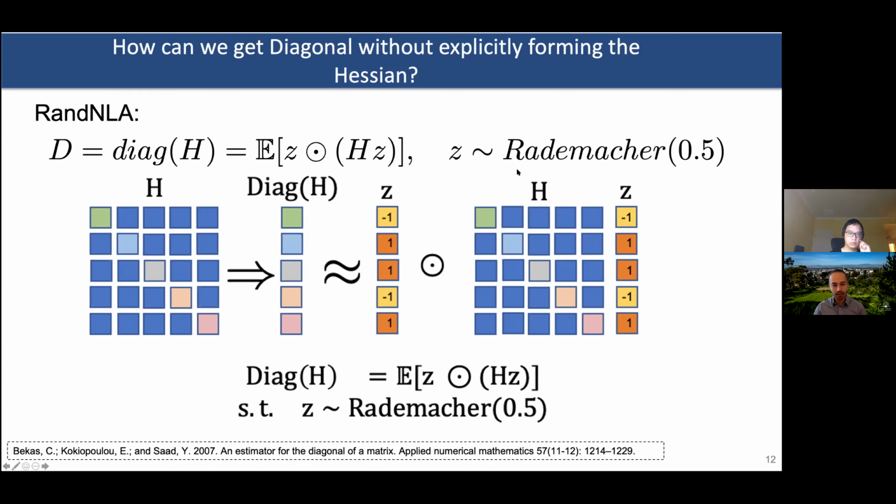Rademacher has better variance in the error. So Rademacher is essentially -1 and 1. You draw a random vector z. You multiply the Hessian with that random vector z, Hz. That gives you a vector. You compute the pointwise product between the original random vector and the result of H times z, and in expectation that converges to the Hessian diagonal. And this holds for any matrix, and you can try this for yourself in a few lines of Python. So for computing this diagonal, in particular, we don't have to have H formed explicitly and then multiply it with z.